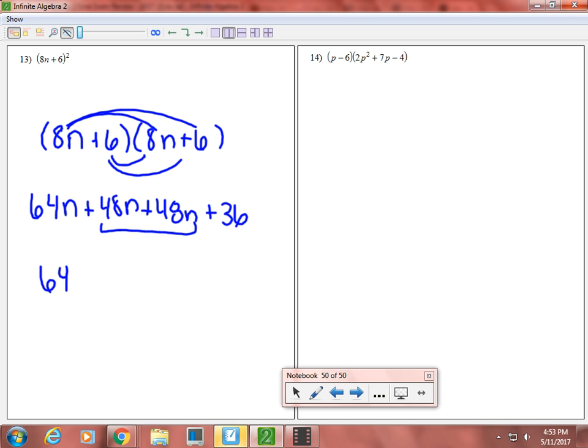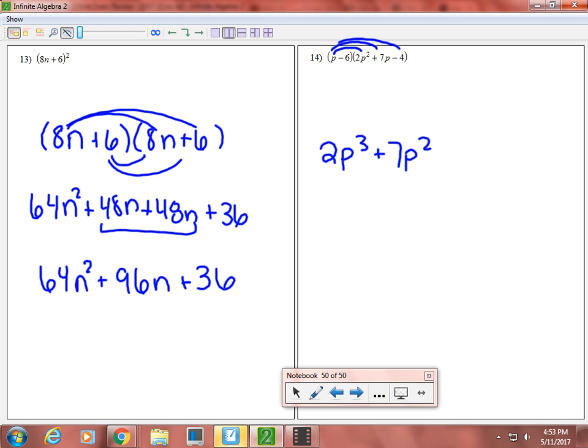So I have 64n squared plus 96n plus 36. Sorry, that should have been squared from the beginning. Okay, same thing on 14 as I'm double distributing again. So this p has to go to all of them. So on this one, I get 2p cubed plus 7p squared minus 4p.